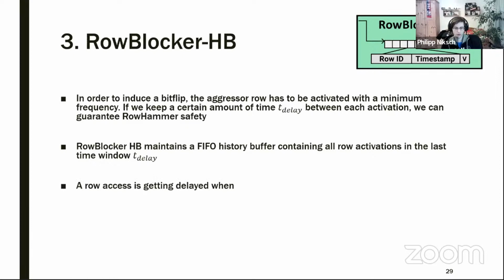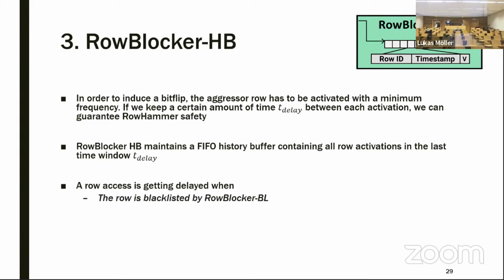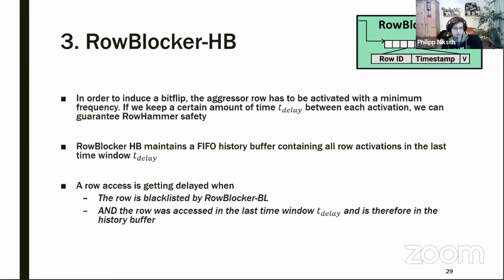For a row access to be delayed, 2 conditions need to be satisfied. The row needs to be blacklisted by RowBlocker BL, and the row needs to be in the history buffer, meaning it was activated in the last time window t_delay. By combining those 2 concepts, a row can be accessed as rapidly as possible until the blacklisting threshold is reached. At this point, further accesses are getting spaced apart by t_delay.